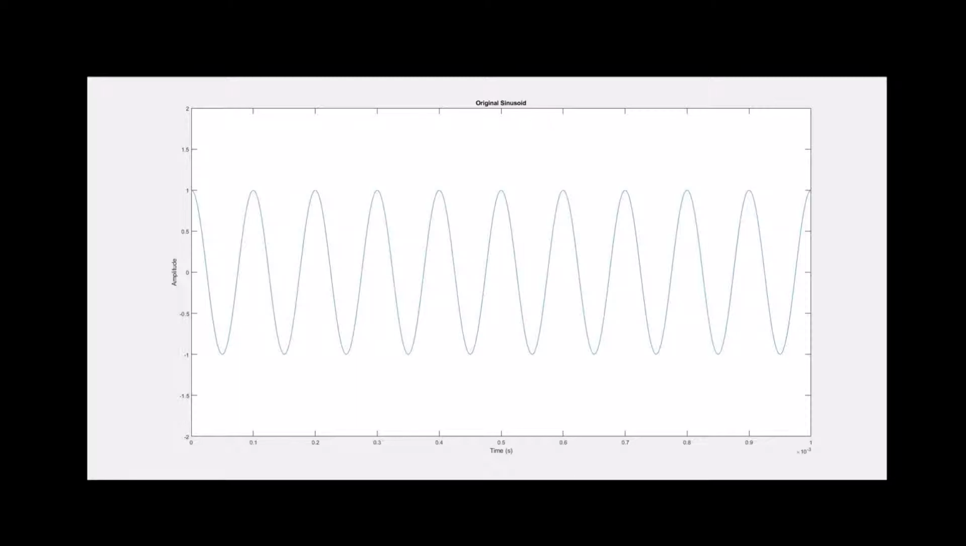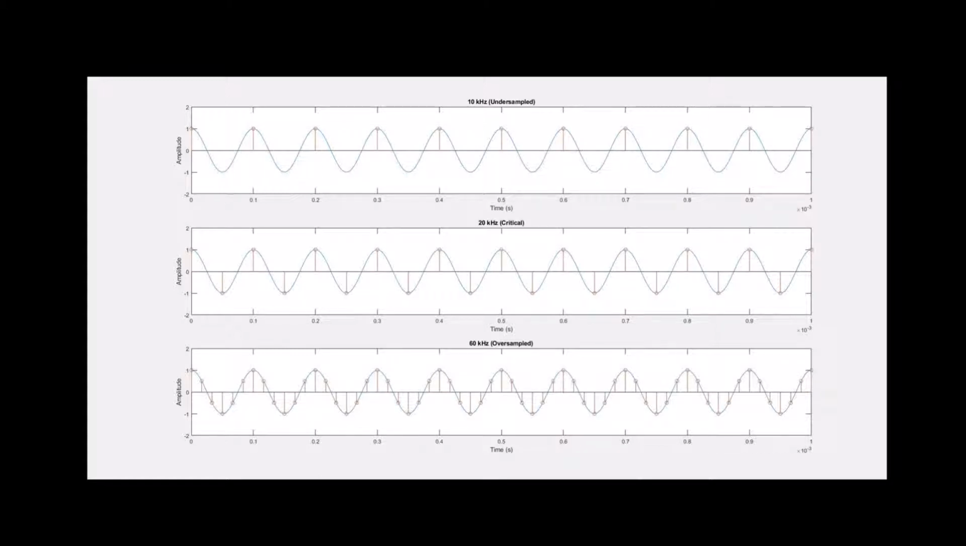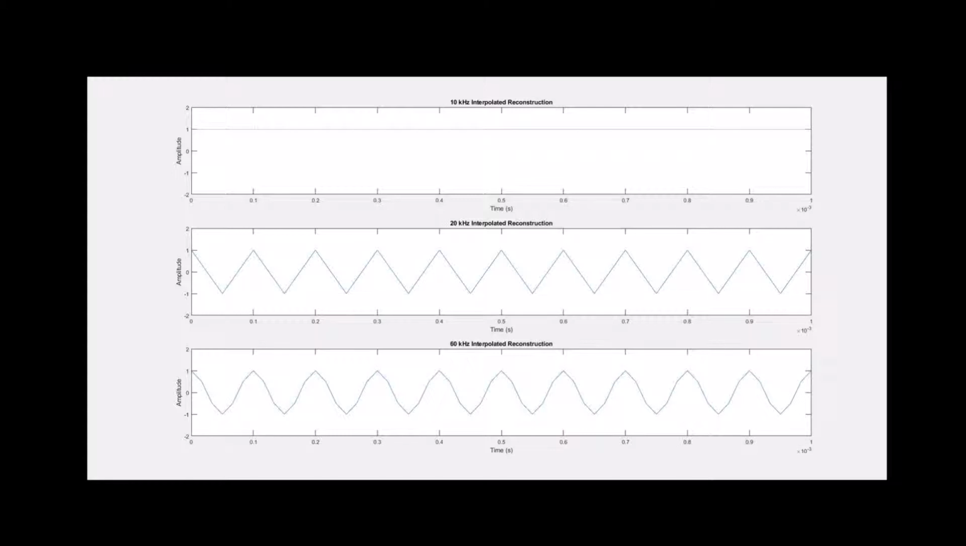To illustrate the importance of this, I've created a very handsome 10 kHz cosine function to sample at, below, and above the Nyquist rate, which I have plotted here. Already, you can probably see what will happen to the undersampled sinusoid. When we use an interpolator, the signal is completely lost when sampled at 10 kHz. It's just a constant magnitude line.